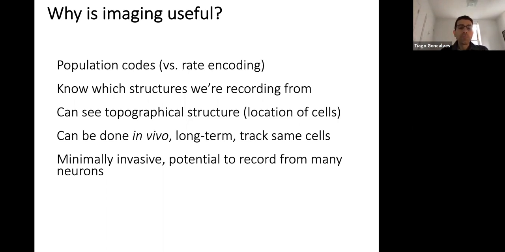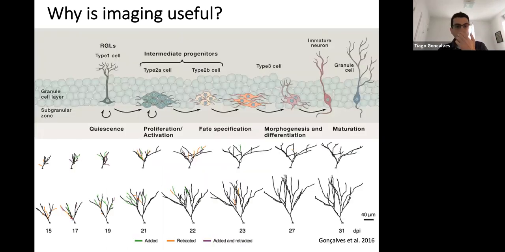And all of this in a minimally invasive way. Remember, everything is invasive. Almost every experiment we do is invasive. But with imaging, very often you don't even need to pierce through the dura. You can do these recordings with just a craniotomy. I'm going to show you that you can even do it without a craniotomy. You don't even remove the bone. And you have the potential for recording from a huge number of neurons. So why is it useful?